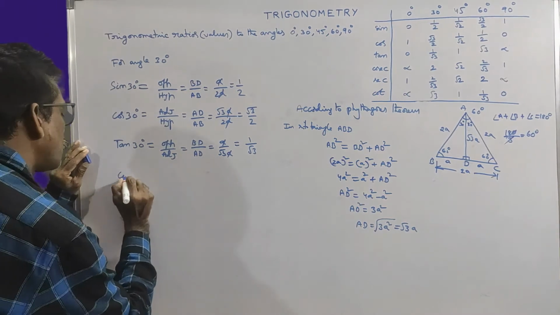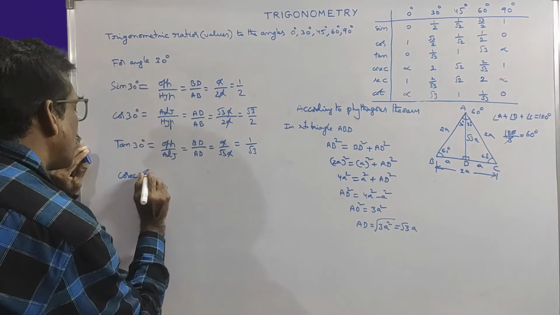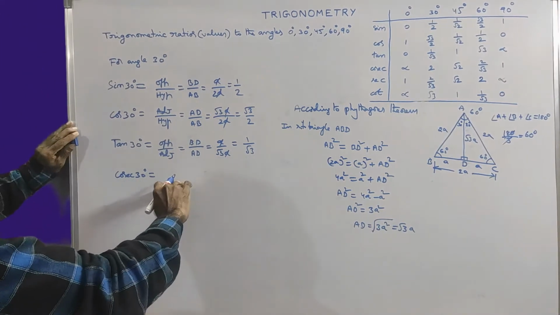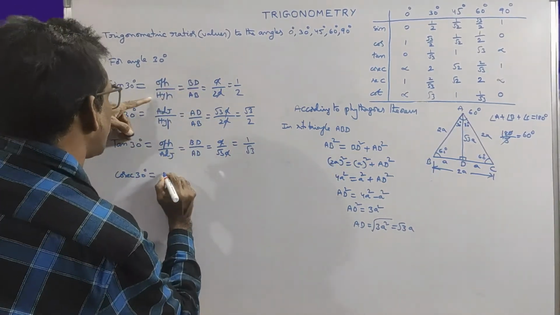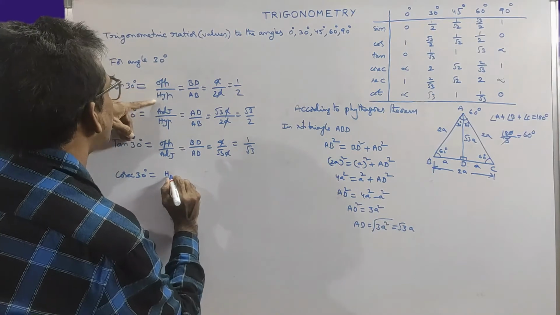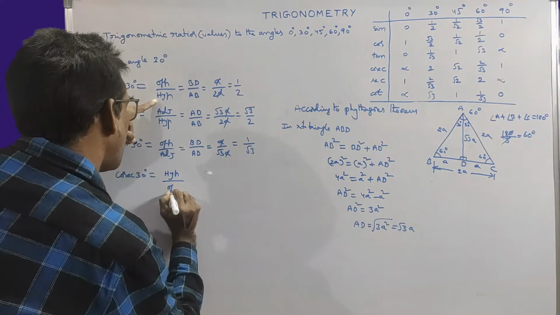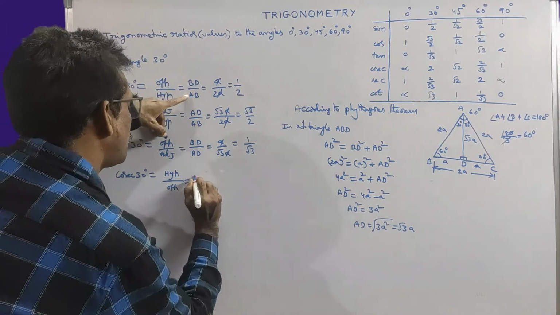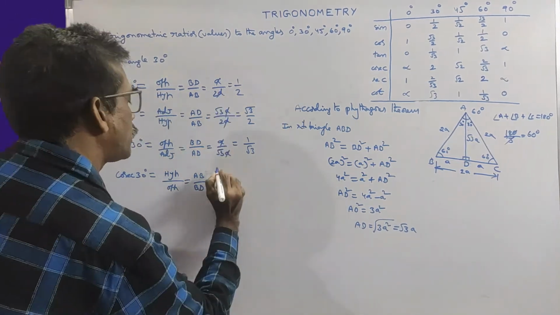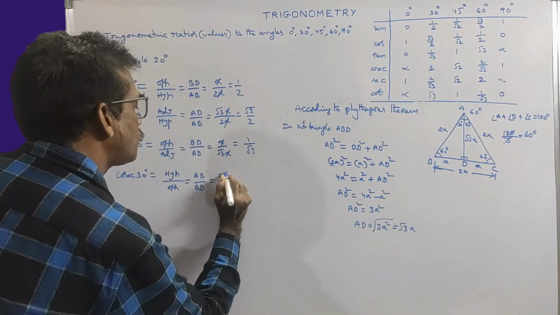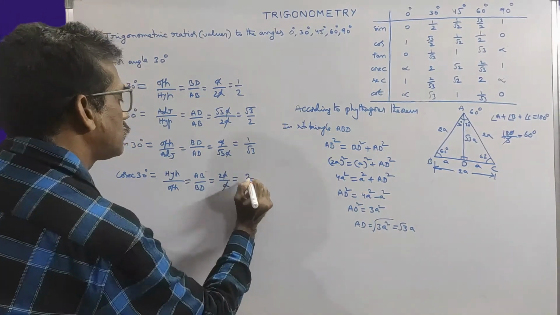Next is cosecant 30. What is the cosecant formula? Simply, for sine you write opposite by hypotenuse, so for cosecant it is hypotenuse by opposite. This is AB by BD, that is 2A by A, simply the inverse, that is 2.